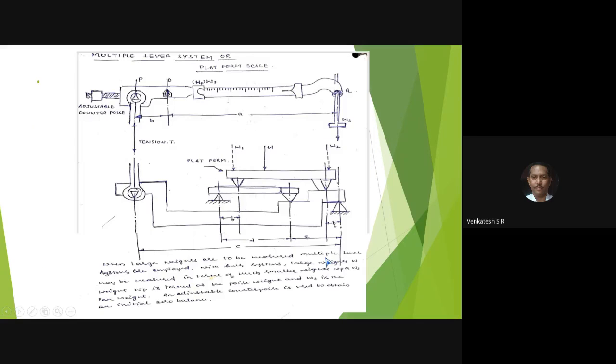Next, come to the point, very, very important. Almost all the question papers have this question: platform scale or multiple lever system, which in Kannada we call mandi.